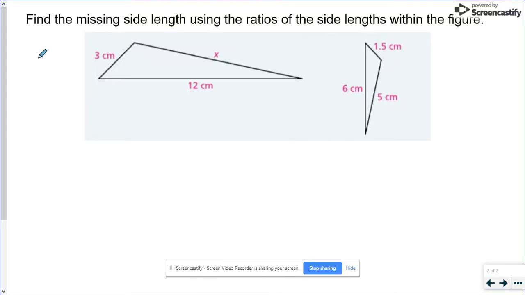So the last video you watched was using the scale factor to find the missing parts. We're going to look at those same triangles again and find this missing side length, but this time we're going to use those ratios of the side lengths. We're going to use adjacent sides. Remember that word adjacent just means they're next to each other.